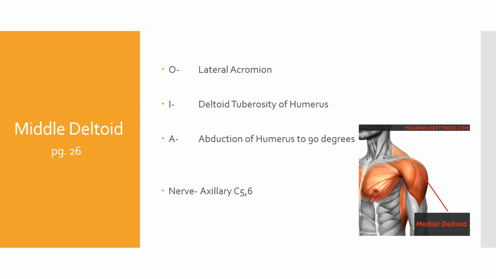Middle deltoid origin, lateral acromion. Insertion, deltoid tuberosity of humerus. Action, abduction of humerus to 90 degrees.